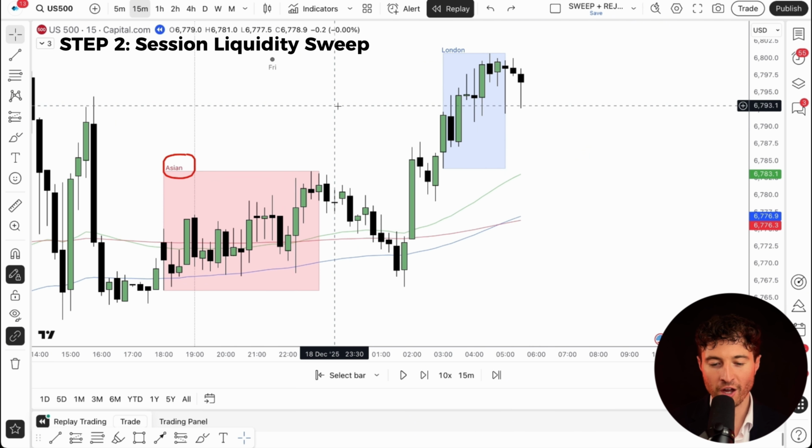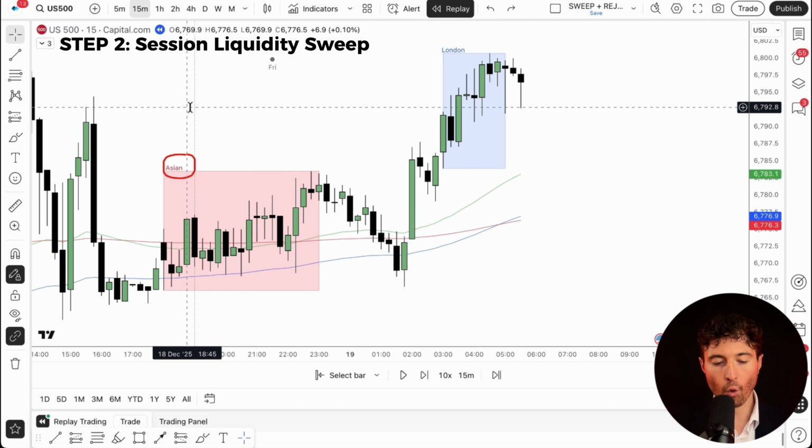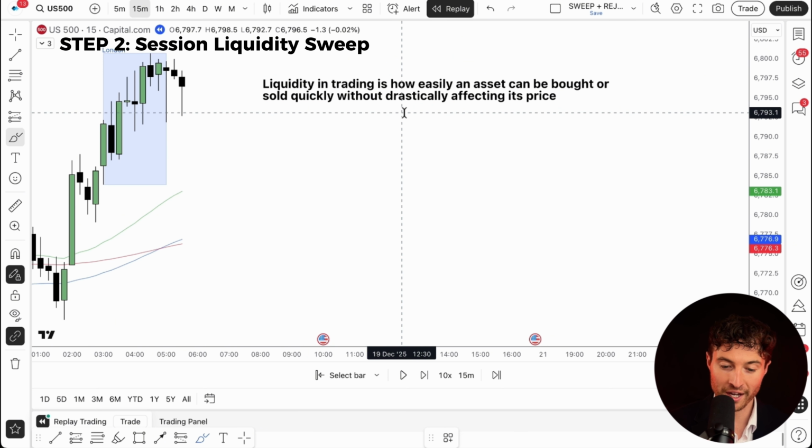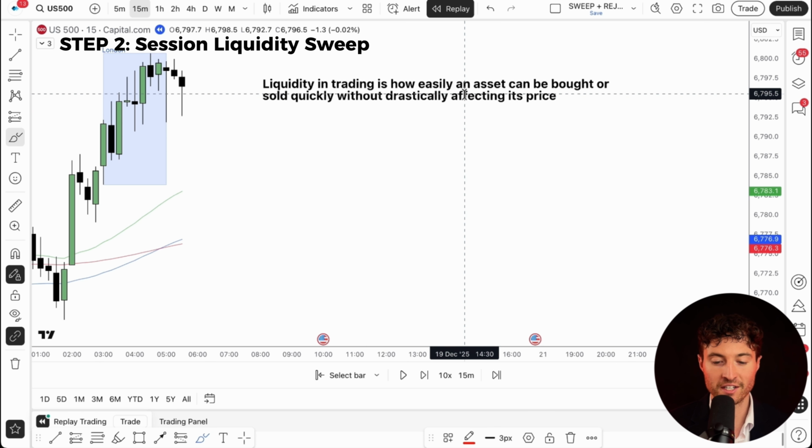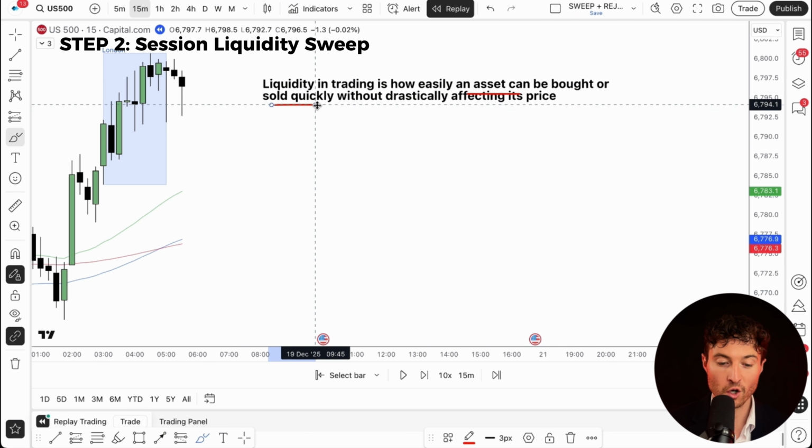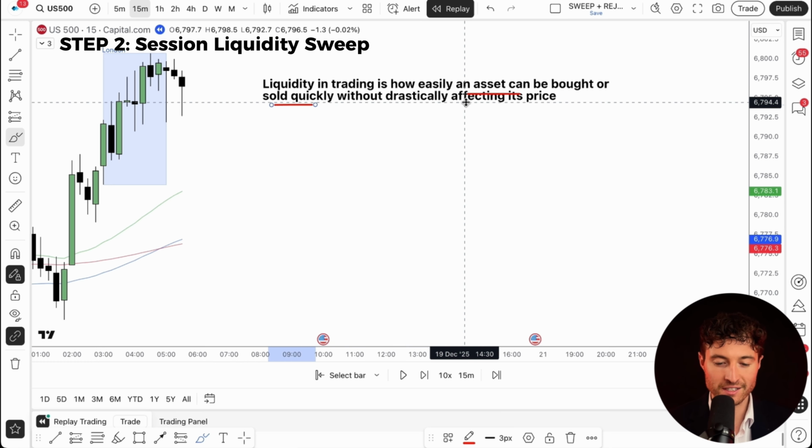Okay, so imagine that you are a large entity or a large institution. In order for a large institution to buy at market, they need hundreds of millions of traders on the other side of that trade. And liquidity in trading is how easily an asset can be bought or sold quickly without drastically affecting its price.